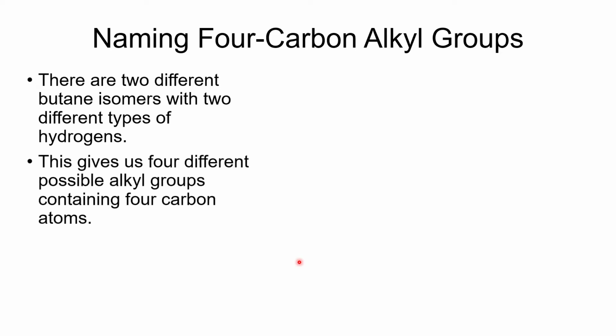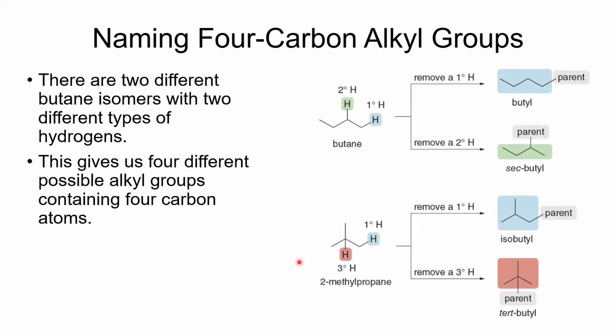So with two different types of hydrogens on two different molecules, that means we can get four different possible substituents. Here we've got butane, the four carbon chain, so 1, 2, 3, 4. If we remove the primary hydrogen, we're going to get just the regular butyl, the straight chain alkyl group. If we remove the secondary hydrogen, we're going to call it sec-butyl, and the sec just means secondary. So we had a secondary carbon, we removed it, and now we're attaching it to the parent.